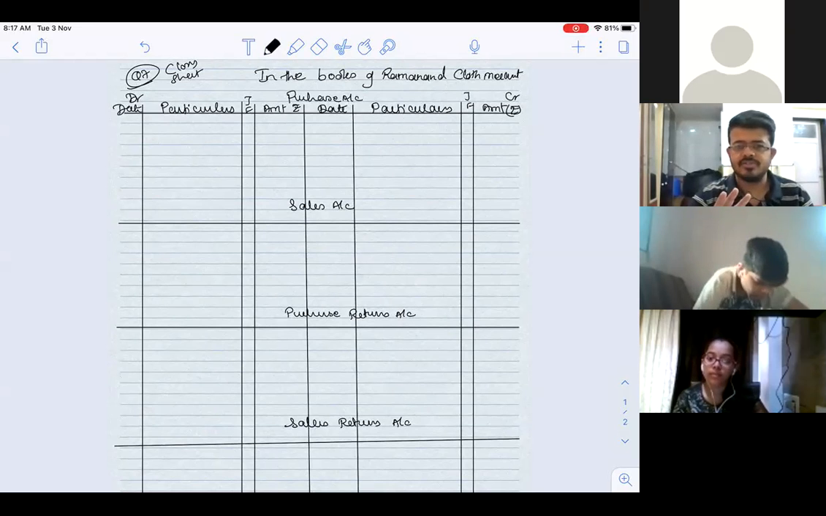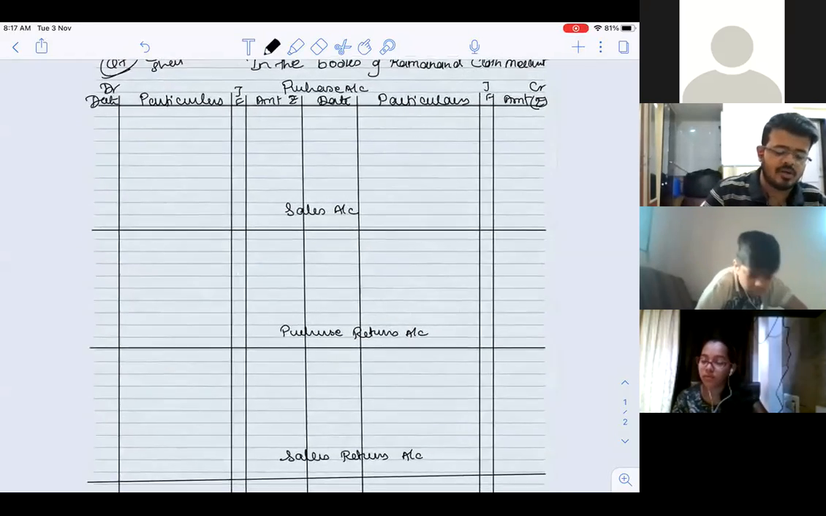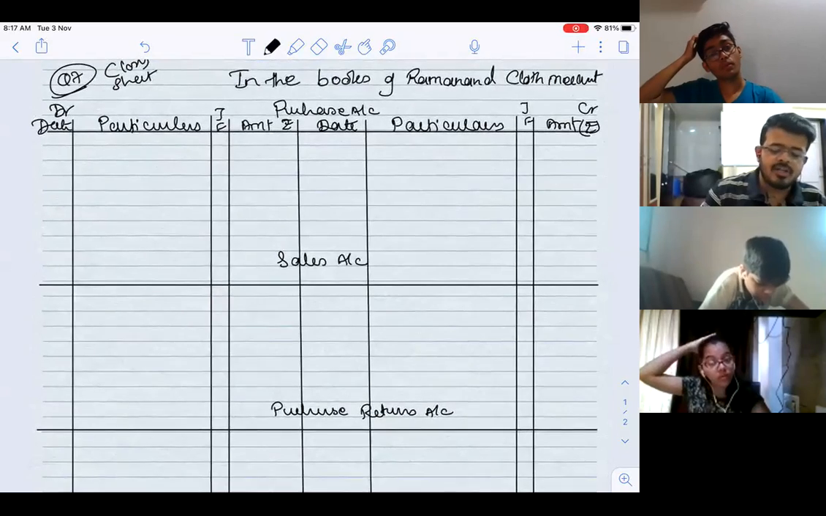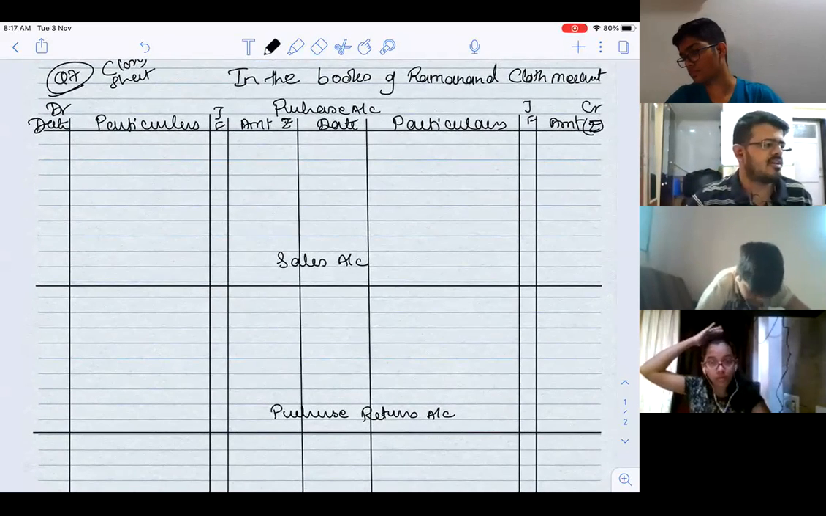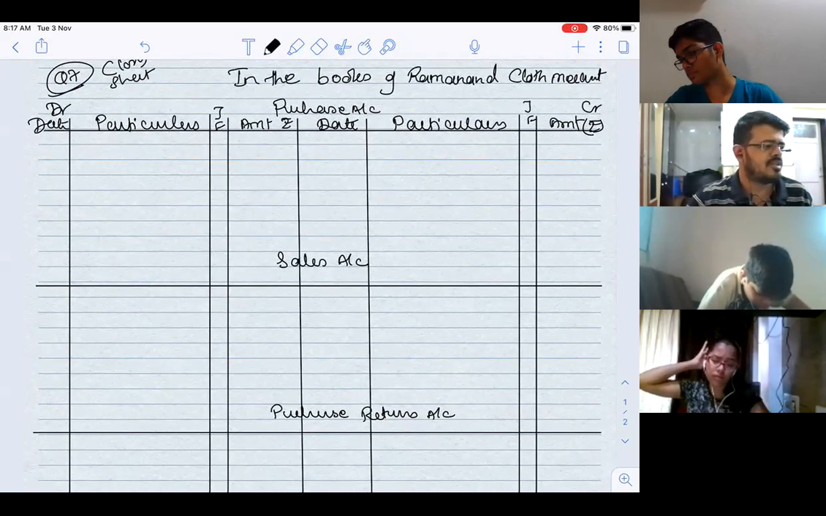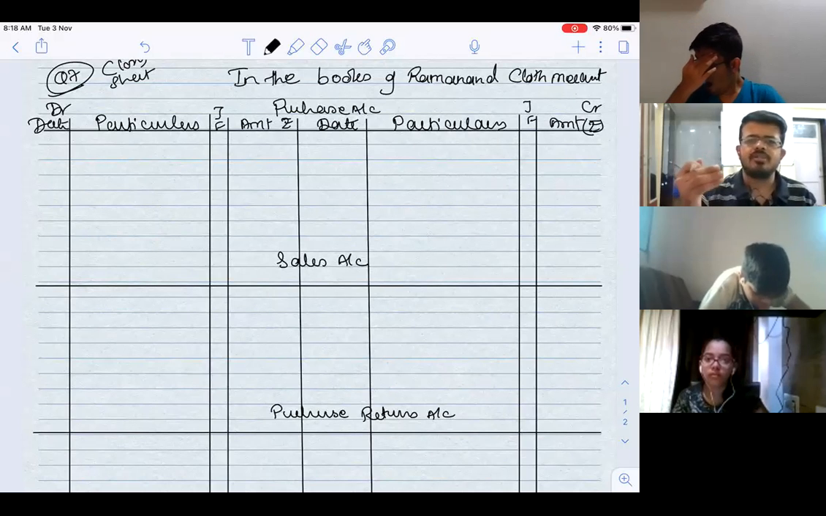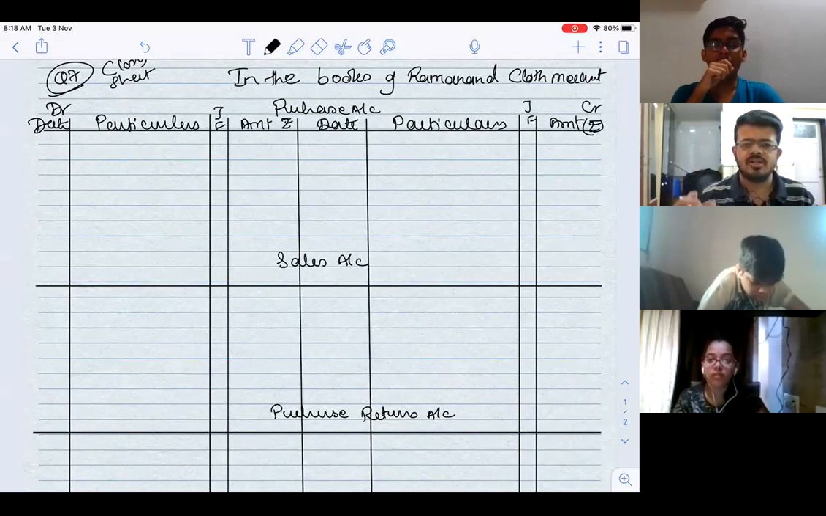Ramanand cloth merchant. Now, how to do credit purchase का posting in the purchase account? Okay. Normally हम लोग क्या लिखते हैं? What are the names you will find over there? I think you will find the names Ambika Mills, Century Mills, Swadeshi Mills, और ऐसा सब नाम मिलेगा आपको. Ambika Mills, Century Mills, Swadeshi Mills.